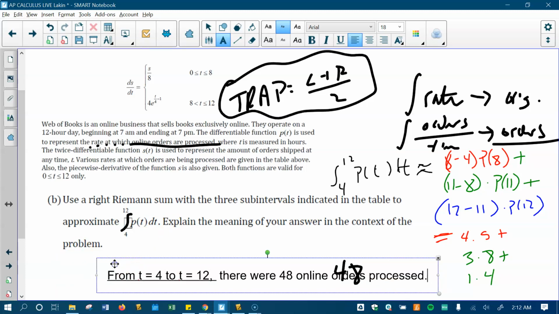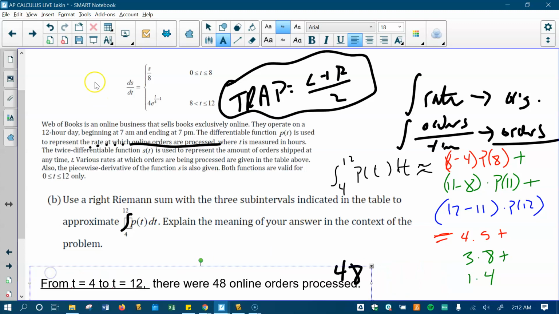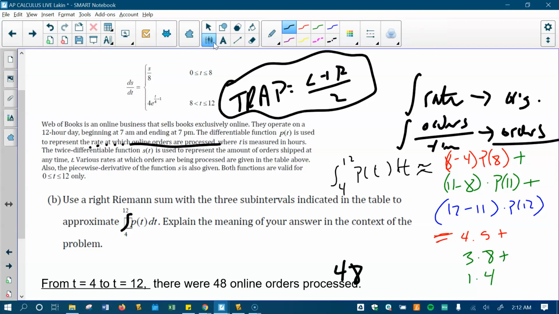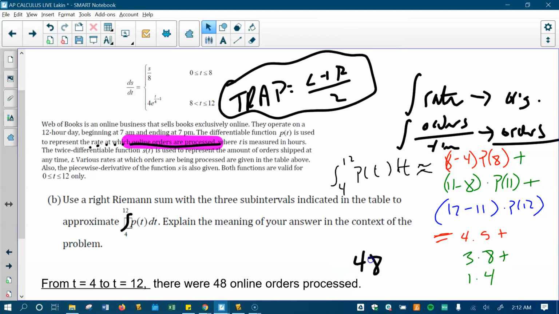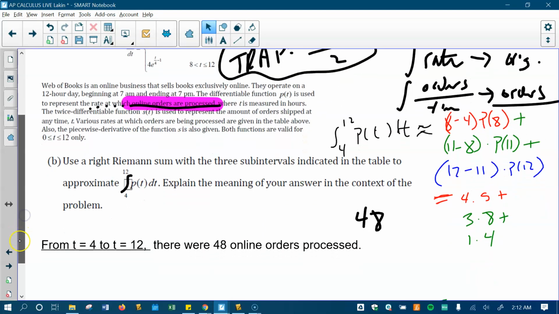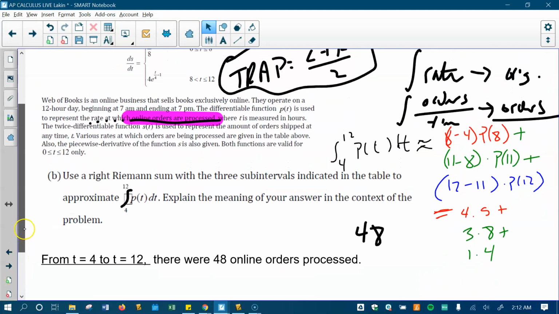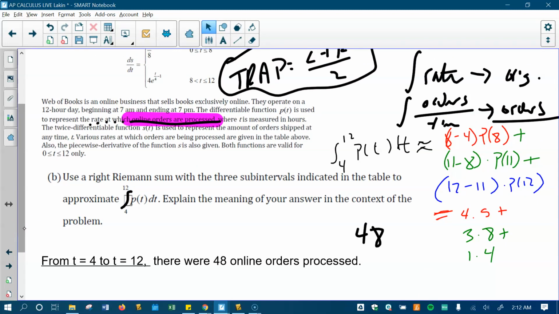Okay, and that's my answer. I want to point out that my answer is going to be extremely similar to this statement. I will regurgitate that back to them. I will send that right back where it came from. When they give me that written out, I'm using that in my sentence. I am not straying from that because I'm answering their question in a complete sentence. And there's your answer. That is the meaning of your answer in the context of the problem.